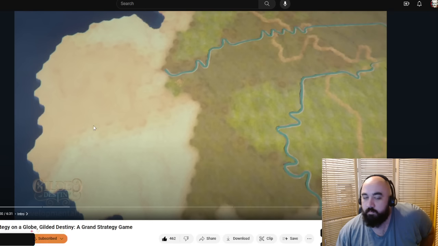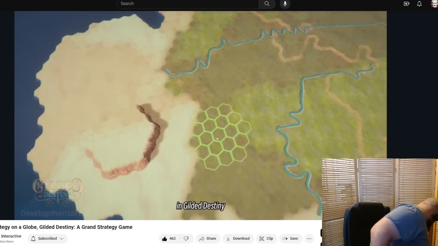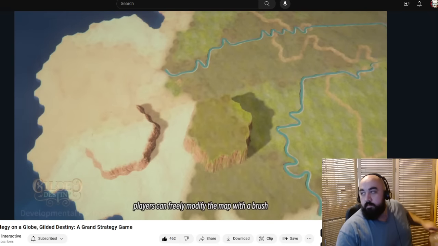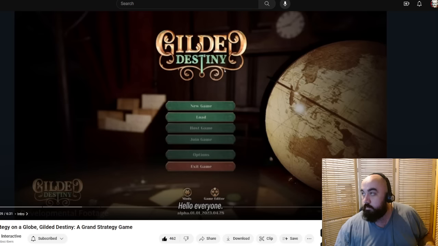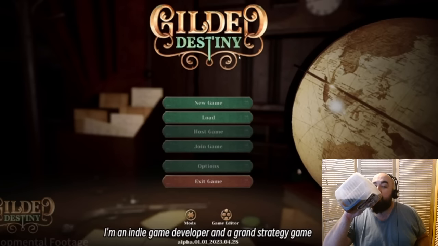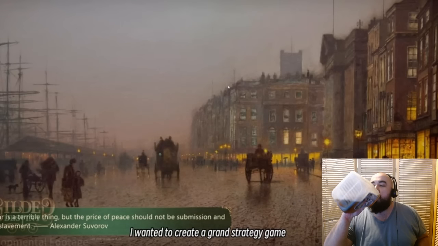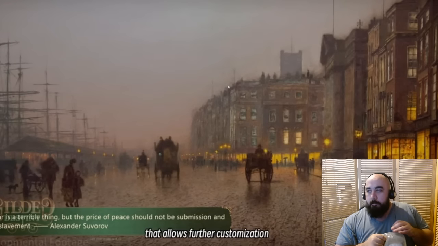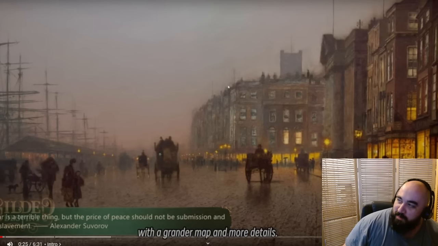I guess we'll see. Unlike other GSGs that people are familiar with, in Gilded Destiny, players can freely modify the map with a brush without complex manual editing in text files. Hello everyone, I'm Kenneth, one of the co-founders of Aquila Interactive. I'm an indie game developer and grand strategy game aficionado based in Sweden. I wanted to create a grand strategy game that is a better sandbox that allows further customization with a grander map. Better than what, my guy?